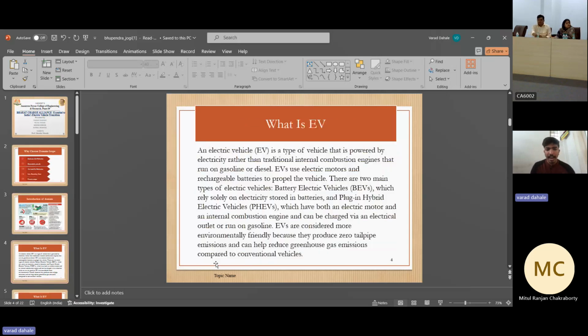So what is an EV? An electric vehicle is a type of vehicle that is powered by electricity rather than traditional internal combustion engines that run on gasoline or diesel. EVs use electric motors and rechargeable batteries to propel the vehicle. There are two main types of electric vehicles: battery electric vehicles, which run solely on electricity stored in batteries, and plug-in hybrid electric vehicles, which have both an electric motor and an internal combustion engine and can be charged via an electrical outlet or run on gasoline. EVs are considered more environmentally friendly.